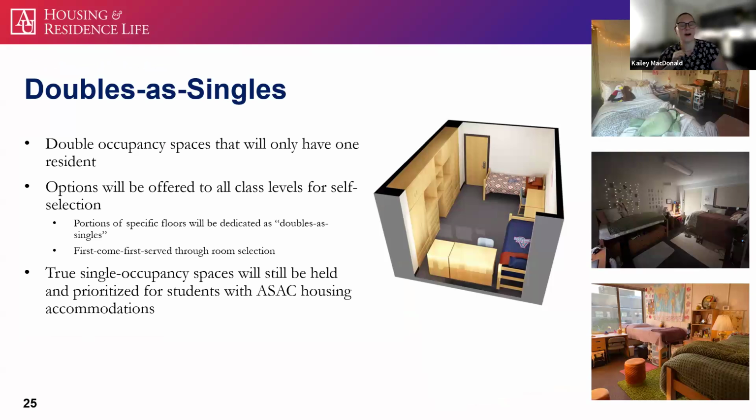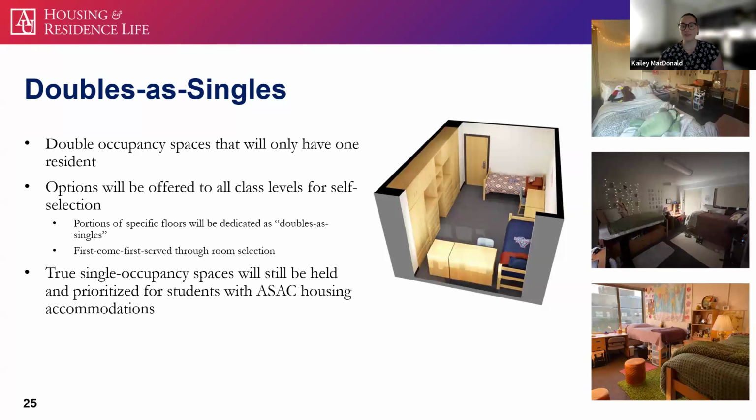And just want to highlight, most of our rooms are double occupancy at this stage. But we are offering the opportunity for students to have what are called doubles as singles. So these are our double occupancy spaces that only have 1 resident. This is to provide more variety for students to choose from. If someone was interested in a single space, they have this option. It is something that we have been trying out for this year, and it's open to all class levels.